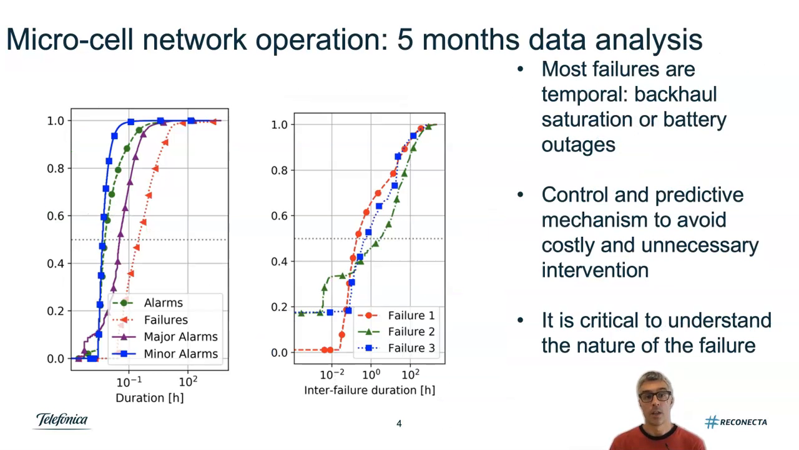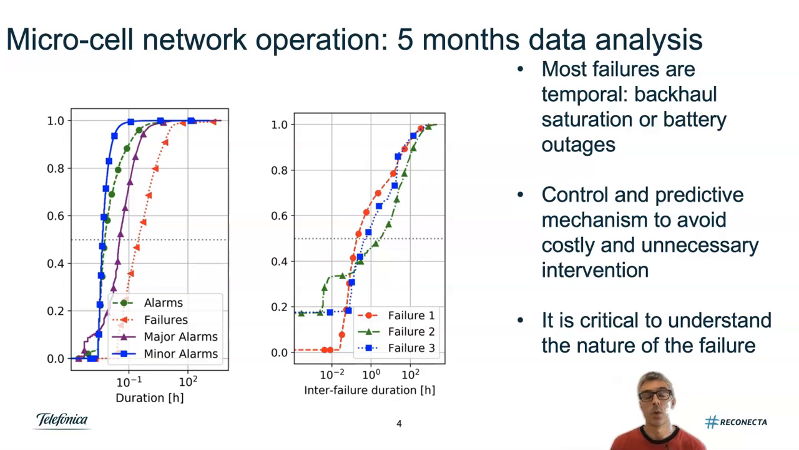I'm presenting here some analysis of the data collected over 5 months in our deployments in these small cells. On the left-hand side, you see the duration of the alarms on the failure, while on the right-hand side, you see the inter-failure time. The takeaway message here is that most failures are temporal. They last less than 1 hour, many of them also less than half an hour. And these temporal failures are due to backhaul saturation or battery outage, which are also temporal, some of them at least.